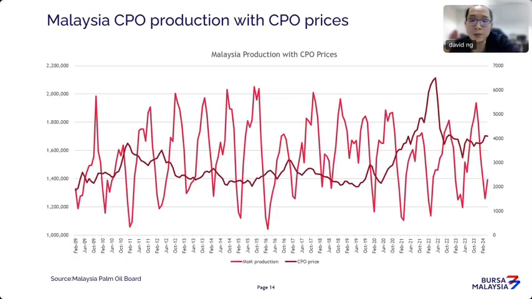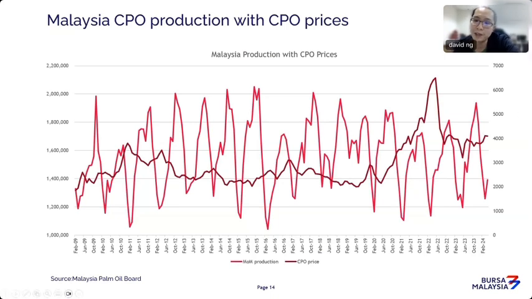Now, this is basically looking at production and CPO prices. So it's again very clear when you have rising production, normally that will not benefit prices. And when you have production that's coming down, normally that will benefit prices. So it's actually very, very supply and demand driven when it comes to the CPO market.